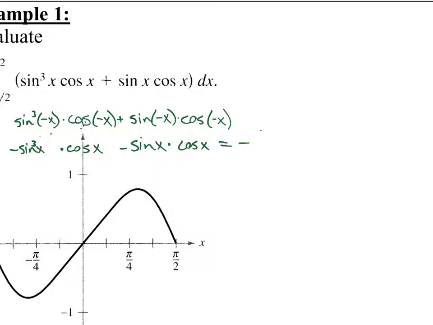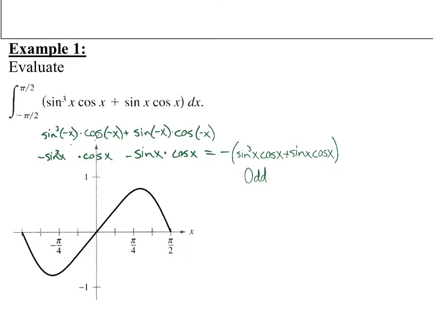I have a negative sine cubed x cosine x plus sine x cosine x, which is what I see right there. So yes, this is an odd function. If I plug in a negative x, I get the opposite of the function. So that proved this was odd.